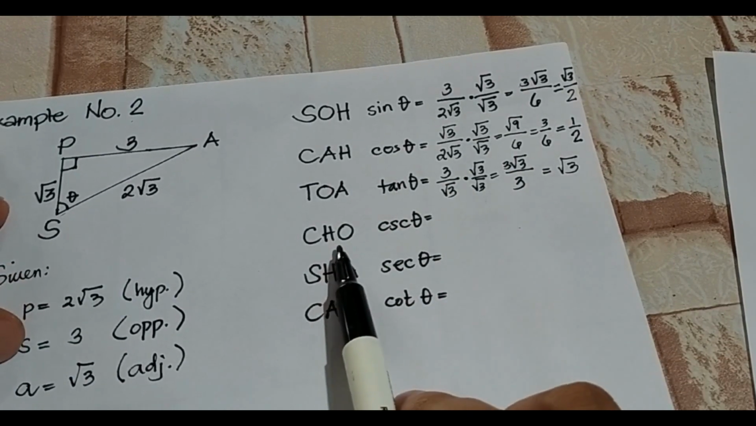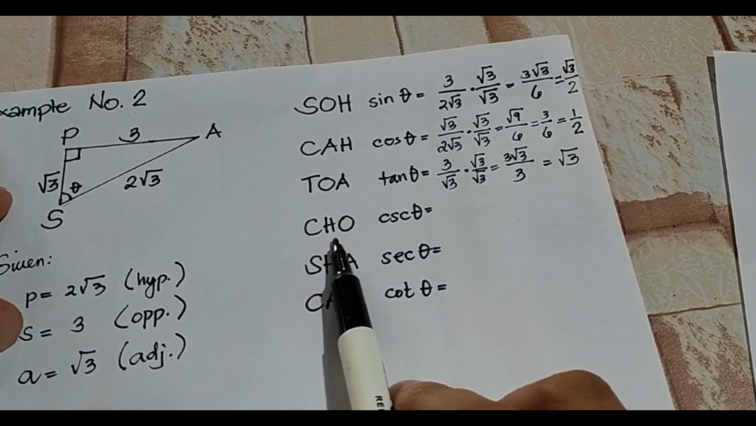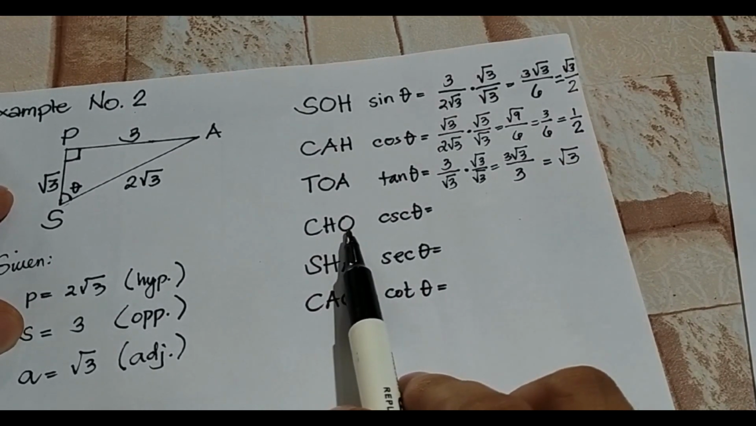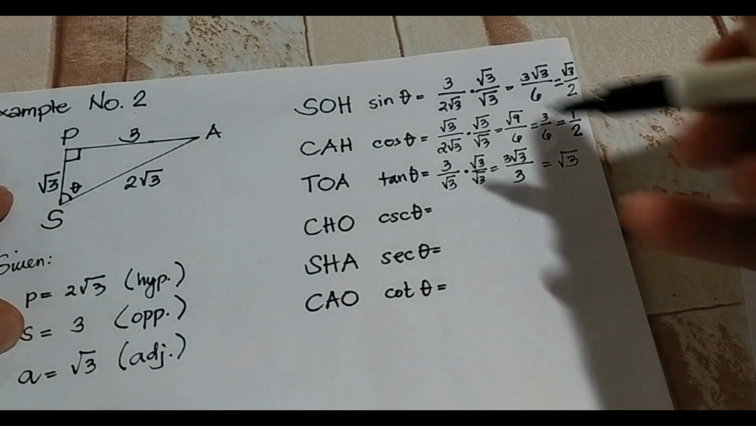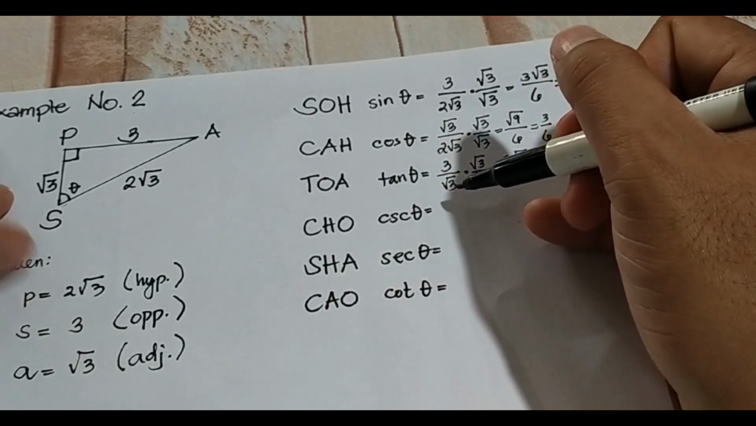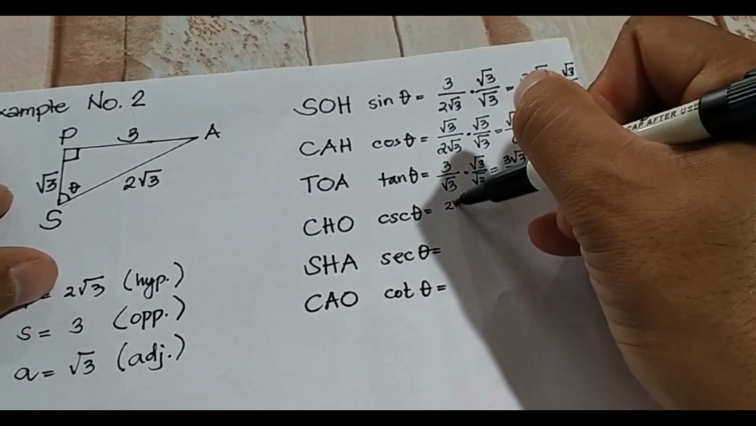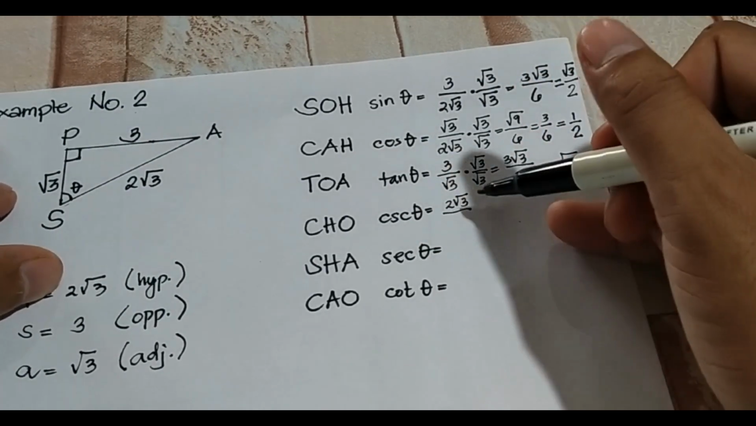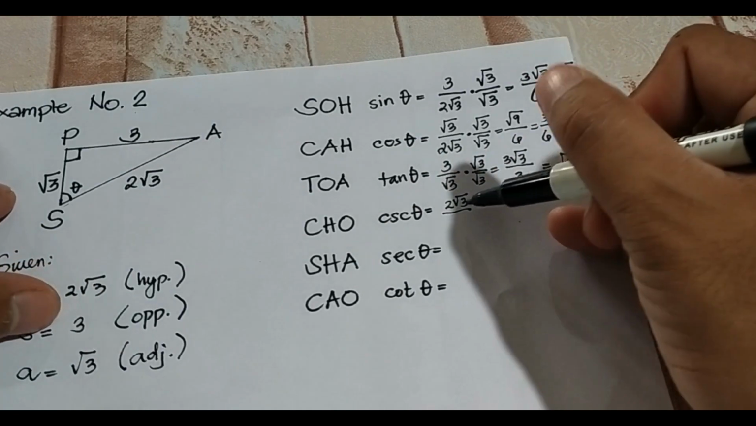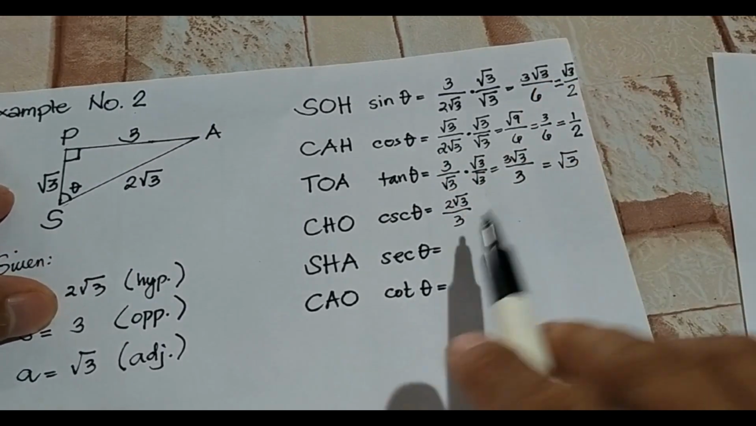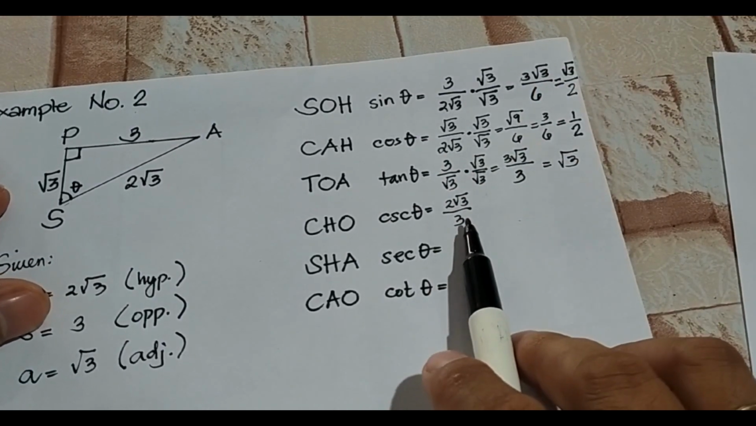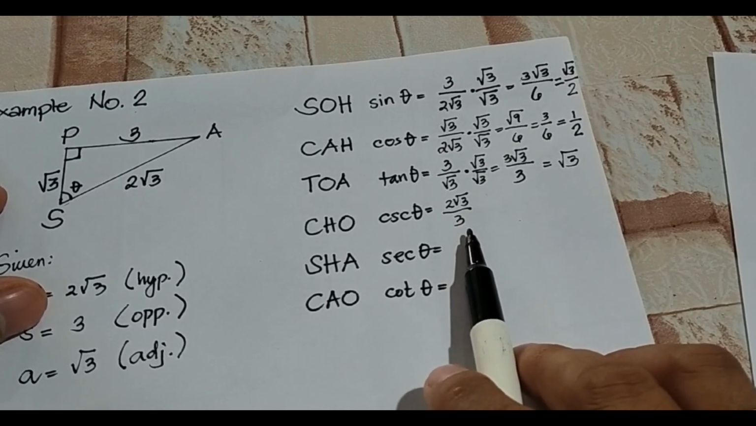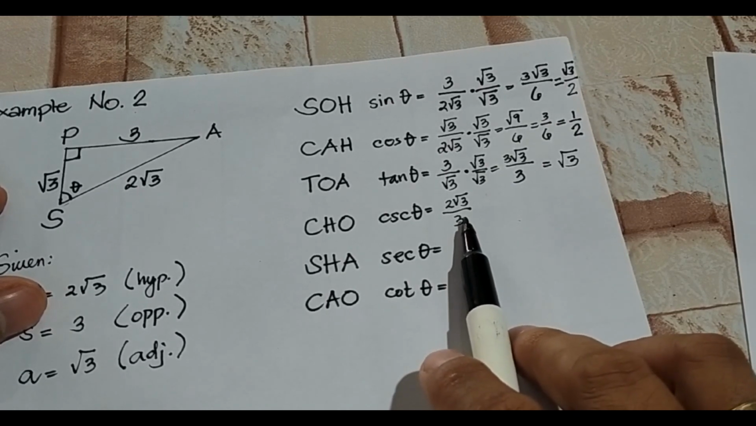Okay. Next, let's proceed to the cosecant. For the cosecant, we have hypotenuse over opposite. So what is the value of our hypotenuse here? The hypotenuse is 2 square root of 3 over, okay, the opposite is 3. So therefore, that would be our final answer, 2 square root of 3 over 3, since there is no radical sign in our denominator.